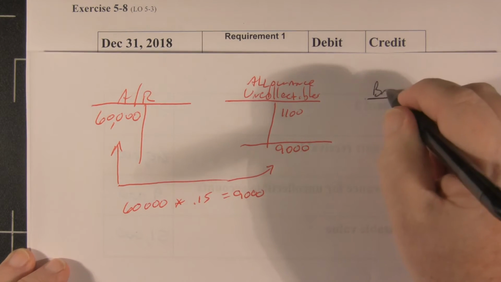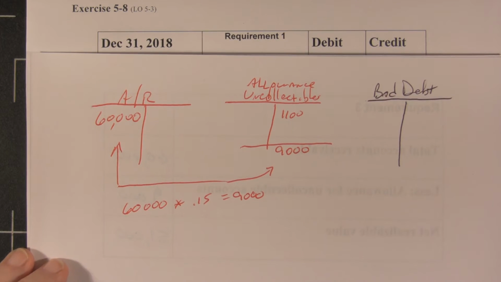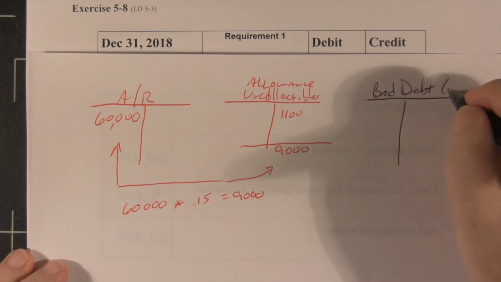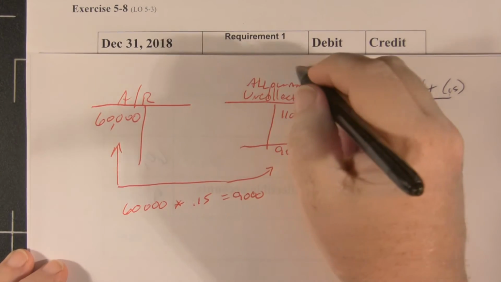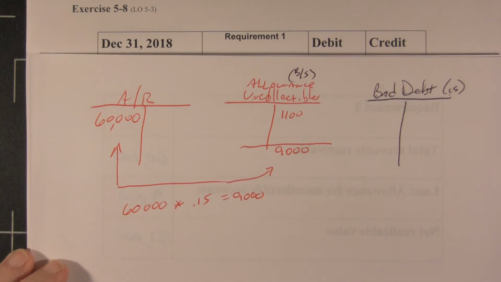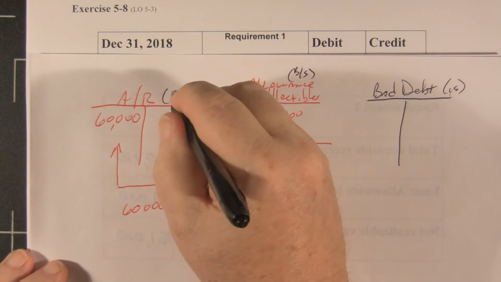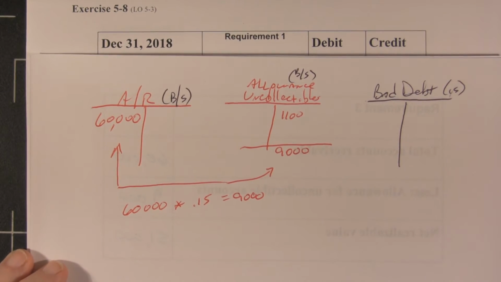So we need to compute bad debt expense. So we'll have a debit to bad debt expense, an income statement account, and a credit to a balance sheet account. And while we're here, might as well remind you that accounts receivable is also a balance sheet account. Please remember, in my class, BS stands for balance sheet. Okay, here's what they're asking you to do.